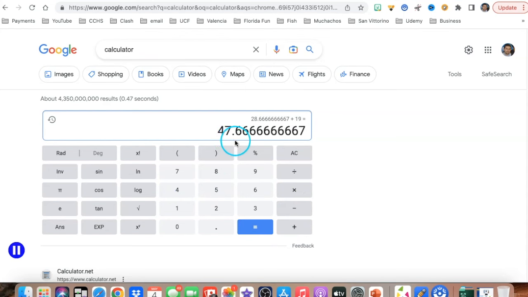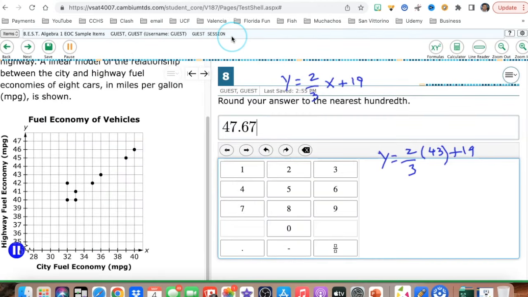And they're saying to round it to the hundredth, meaning 2 decimal places. So it'd be 47.66. No, that goes higher by one. So 47.67. And we're done.